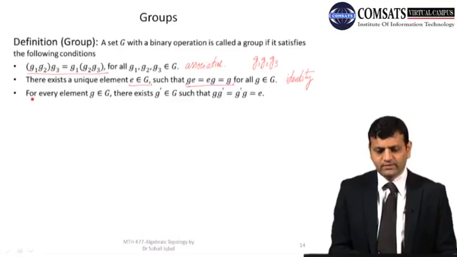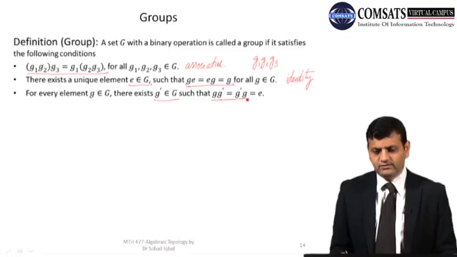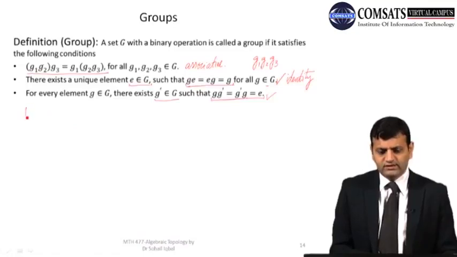The last condition is that for every element G there exists an element G prime such that G into G prime is equal to G prime into G is equal to the identity element. Of course, we are using the identity in the last axiom, so we need to confirm that there exists an identity element in the group before going to the last axiom. So let's see examples.